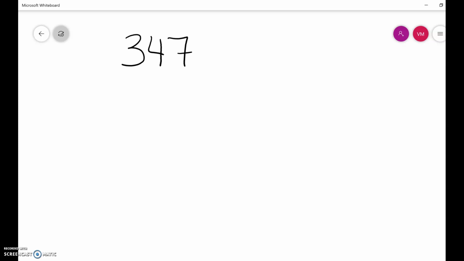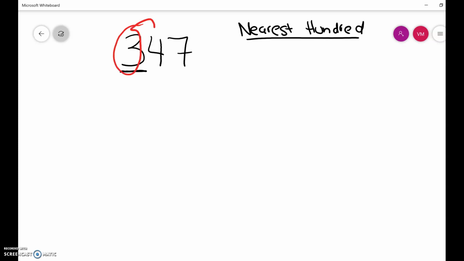347. Okay, so I'm going to start by rounding first to the nearest 100. That's about rounding to the hundreds place. So every time it says nearest 100, you're supposed to underline the hundreds digit. So this is the 100, and that's the first step. And then once you see that, you check the next-door neighbor, which happens to be the 4. You're going to determine if the 4 is a strong number or a weak digit. So 4 lets it stay the same. So this 3 is going to stay, like 300.